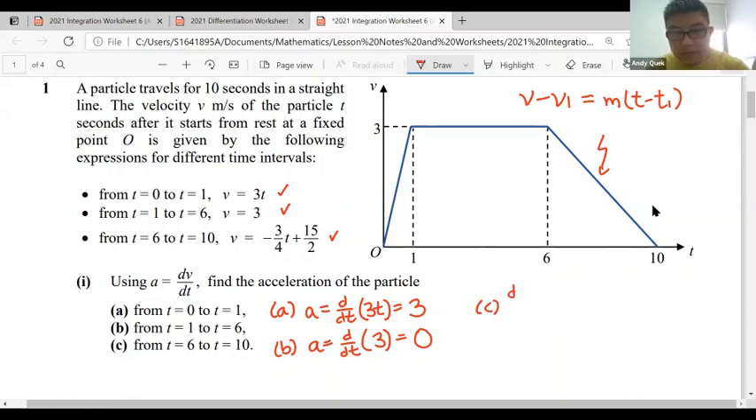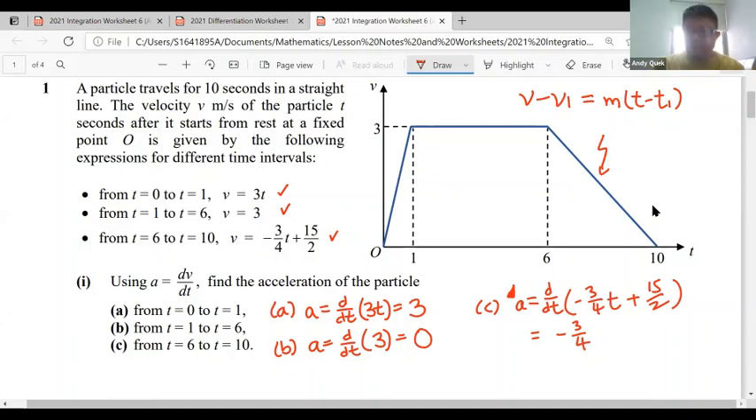Finally, a here is d/dt of this linear expression. Differentiating the first term, you get this. Differentiating the second term, which is constant, you get 0. And this again tallies with what we said earlier on, right? The gradient, which is minus 3/4, is the acceleration.